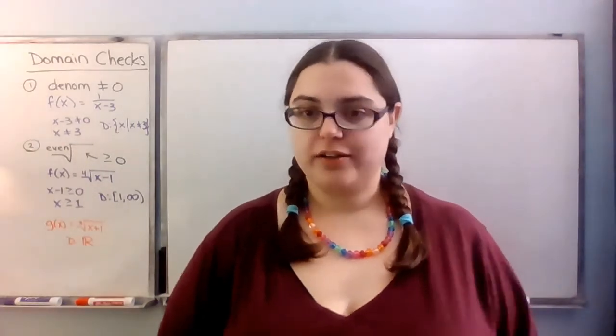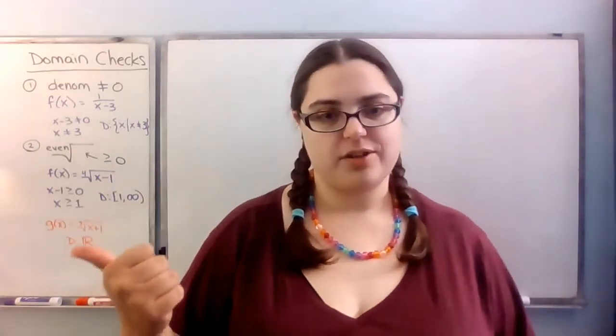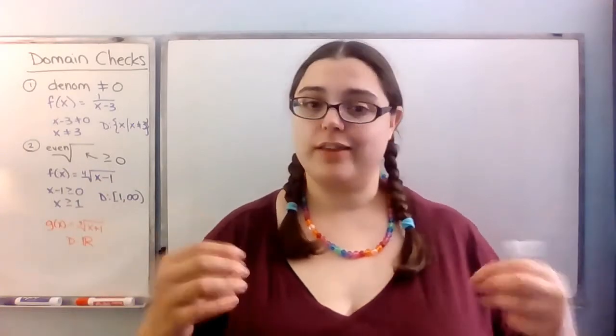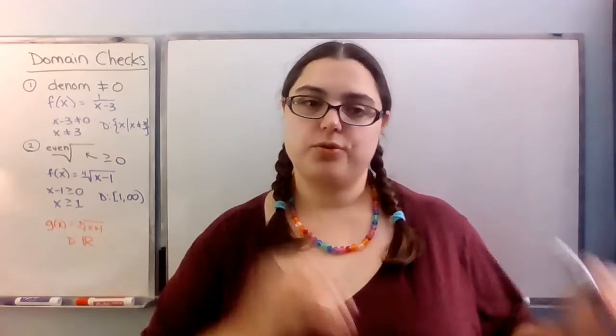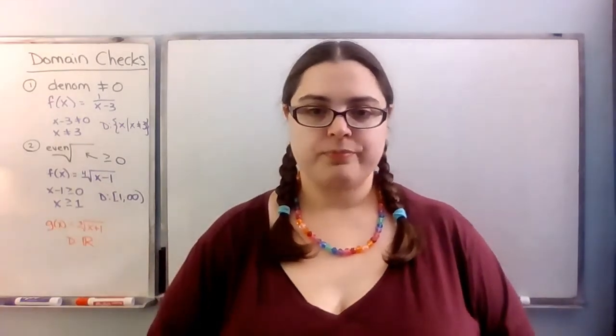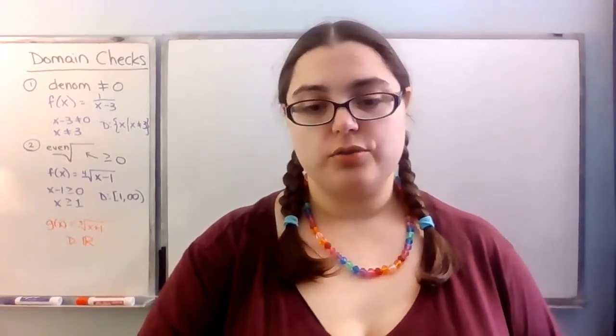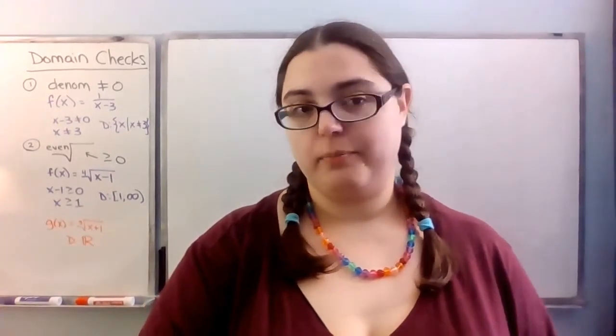So when you're checking for your domain, make sure denominators are non-zero, and make sure that anything underneath an even radical is greater than or equal to 0. So let's take a moment and see how these combine to form the domain of a composite function.